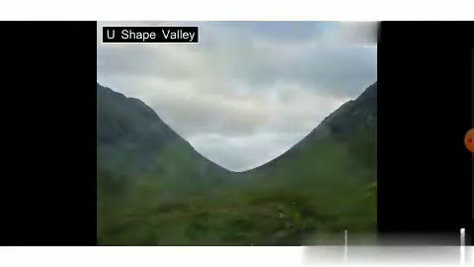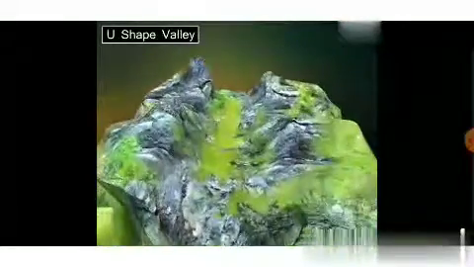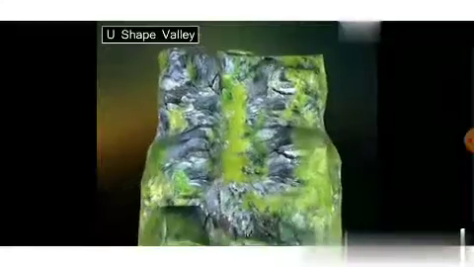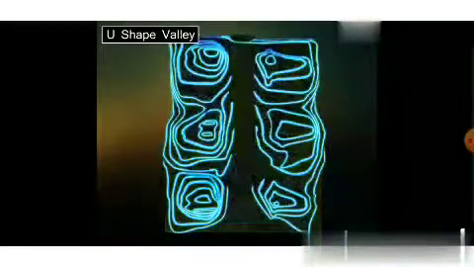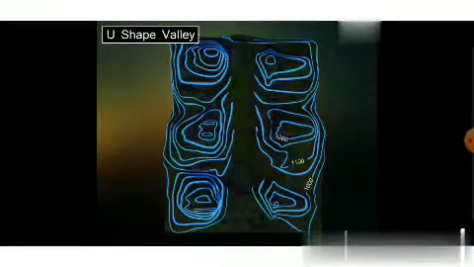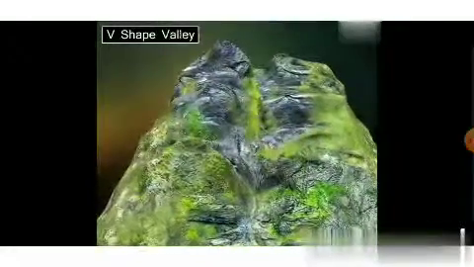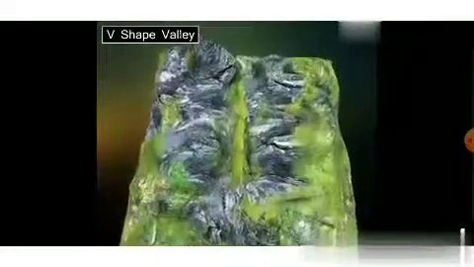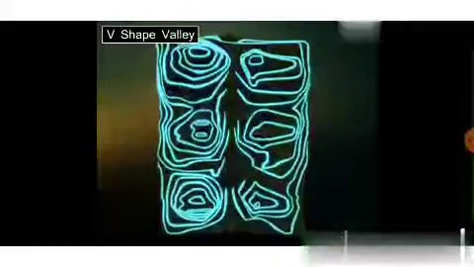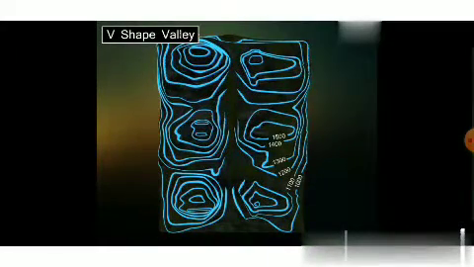U-shape valley is represented by crowded contour lines along the side. The lines are widely spaced at the bottom. The curve of the contour crossing always points upstream. V-shape valley. V-shape valley is represented by close spacing contour lines. The apex of the V points to higher ground towards the source of the river.